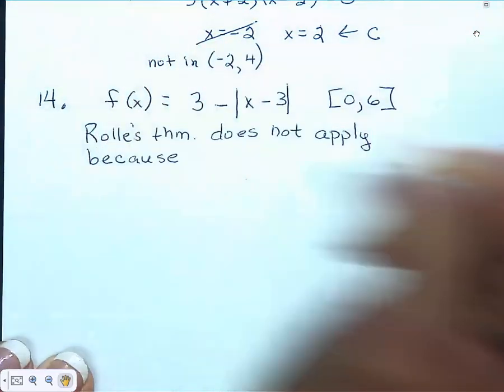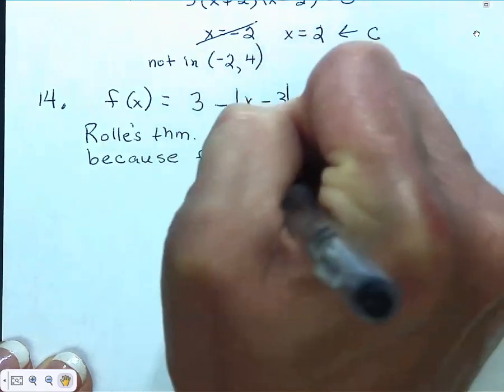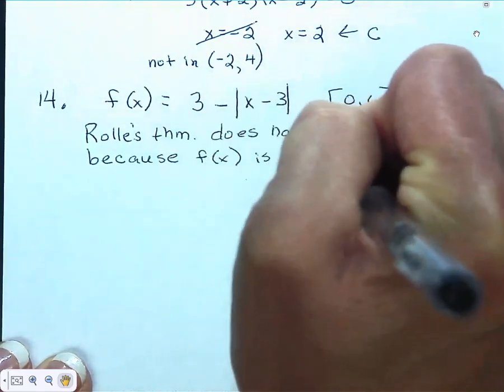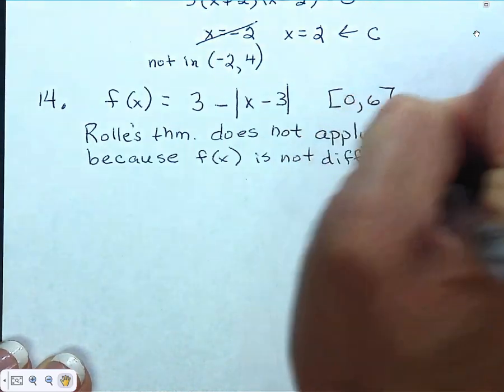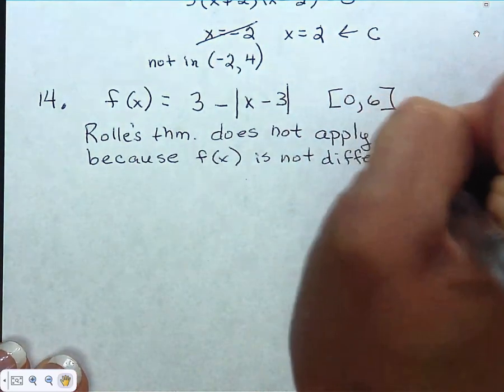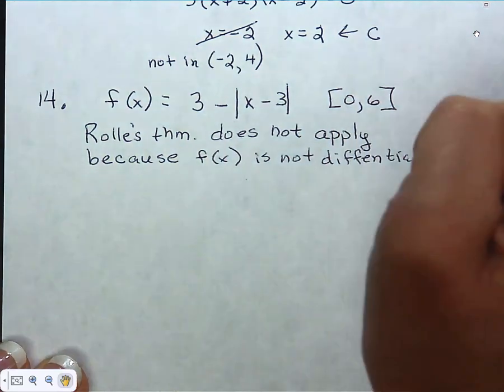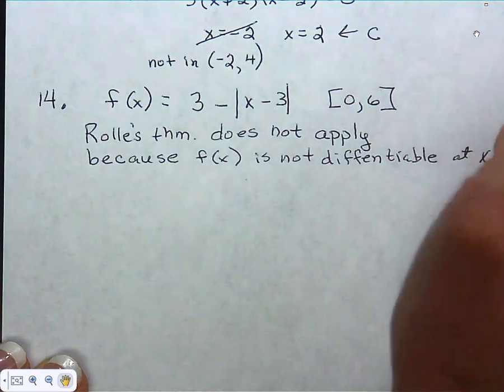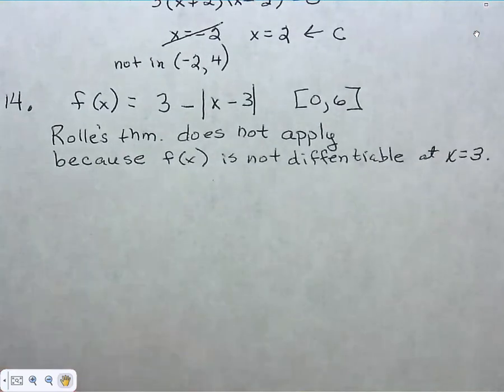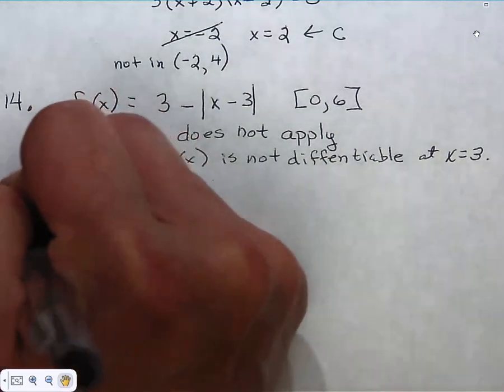Because f of x is not differentiable at x equals 3. And that's all you have to say. One more, number 16.